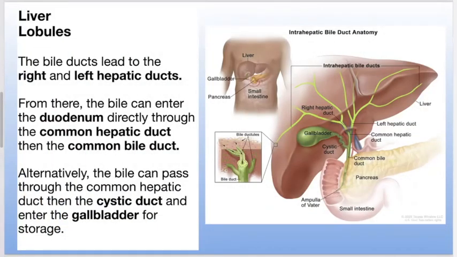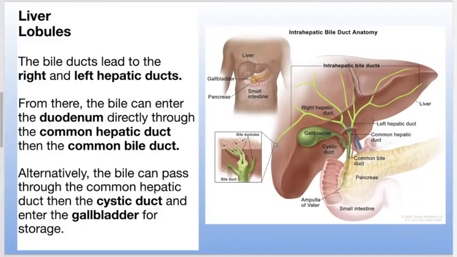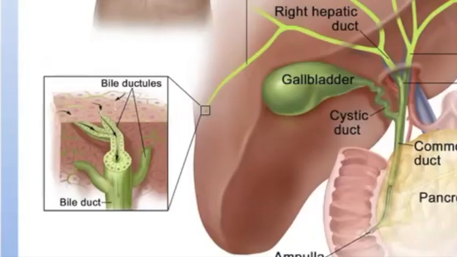The bile ducts lead to the right and the left hepatic ducts. From there, the bile can enter the duodenum directly from the common hepatic duct and then the common bile duct. Alternatively, the bile can pass through the common hepatic duct, then go into the cystic duct and enter the gallbladder for storage.